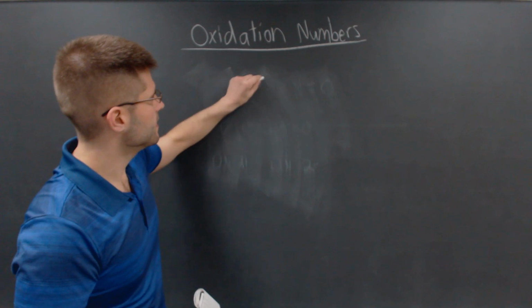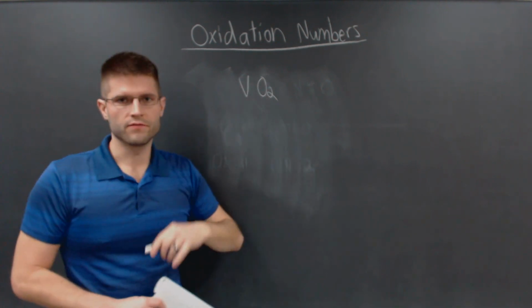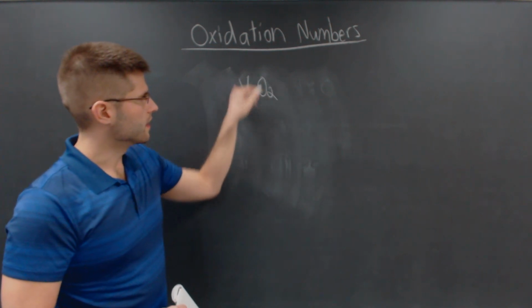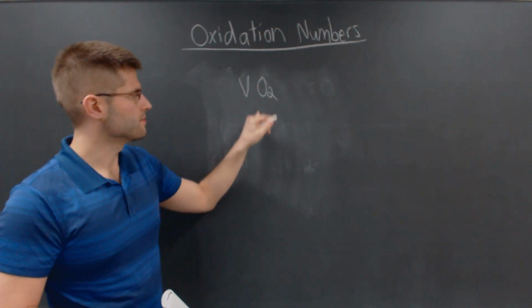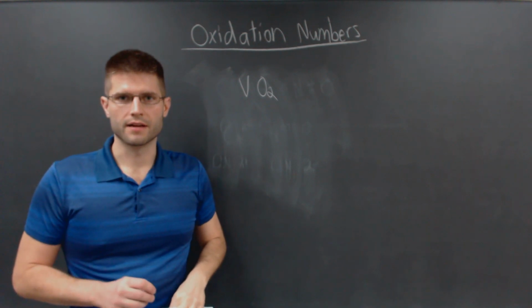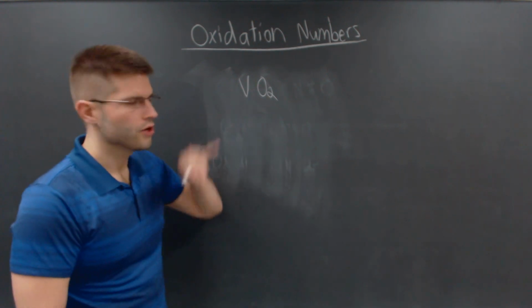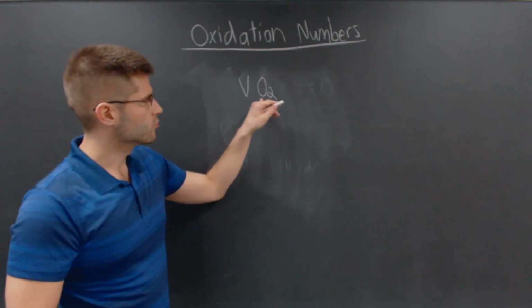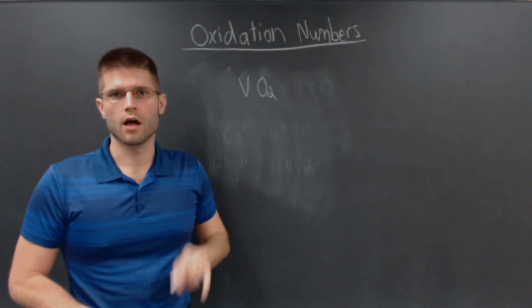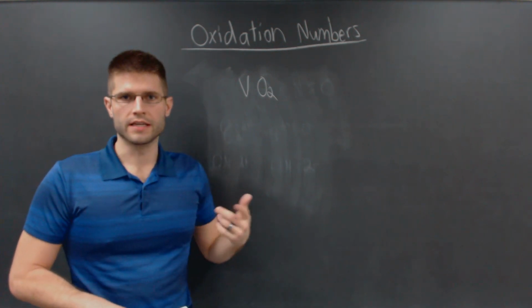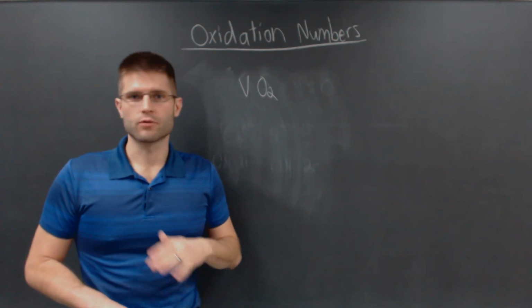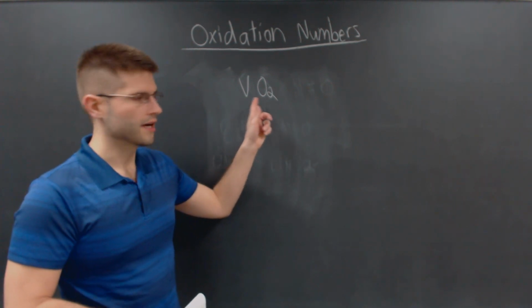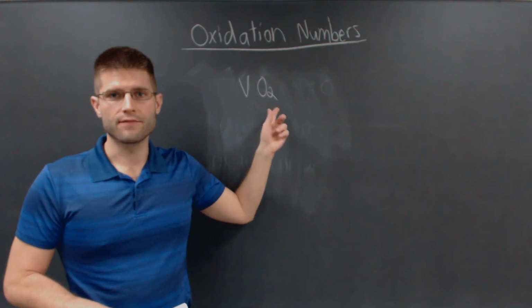So if I take VO2, V stands for vanadium, O stands for oxygen. So this is an ionic compound. Vanadium's a transition metal, oxygen's a nonmetal. So in this case, I don't know what the charge is on that vanadium. I have to back calculate it. We have a rule on the table that states that oxygen will always be a -2, except when it's in a peroxide. But for this class, we're never going to deal with a peroxide. We are only going to deal with oxygen having an oxidation number of -2 if it's in a compound.